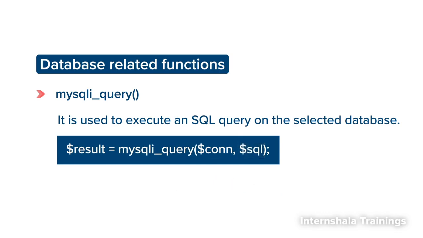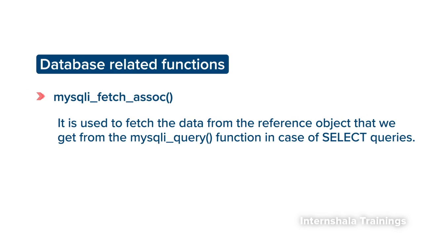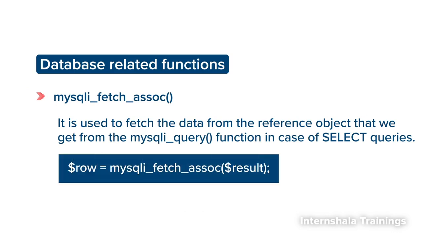This function returns a false value if, due to any reason, the query fails to execute. And it returns the value as true if the query is executed successfully. For select queries, it returns a reference object. Now, this reference object contains some data which can be accessed using the mysqli_fetch_assoc function. And we can use this function like this.